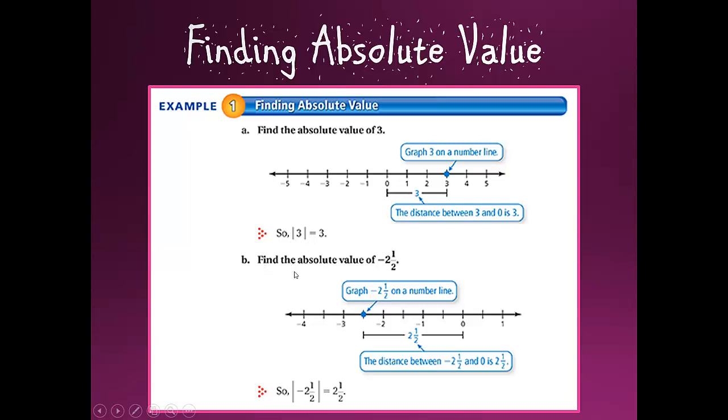For B, we're going to find the absolute value of negative 2 and 1/2. So we will first graph negative 2 and 1/2 on the number line, and then we're going to find the distance that negative 2 and 1/2 is away from 0. So the distance away from 0 would be 1, 2, and 1/2. So the absolute value of negative 2 and 1/2 is 2 and 1/2. You will see that the absolute value is always positive because it's the distance from 0.